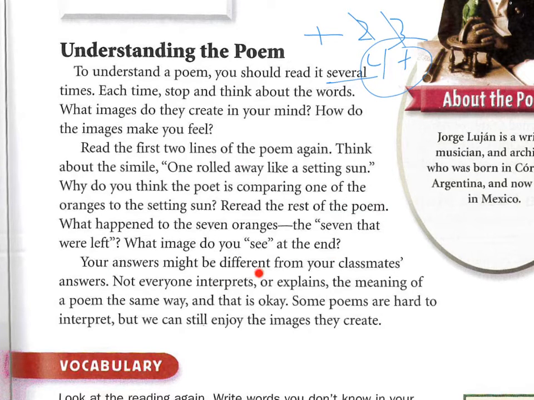Your answers might be different from your classmates' answers. Not everyone interprets or explains the meaning of a poem the same way, and that's okay. Some poems are hard to interpret, but we can still enjoy the images they create.